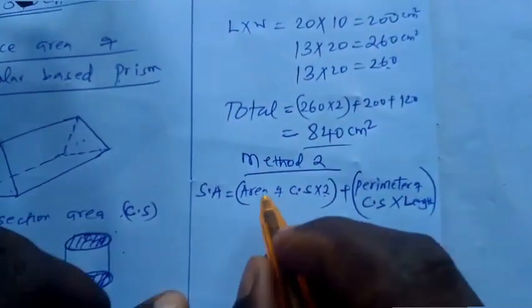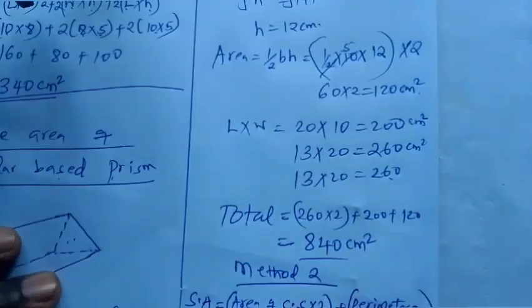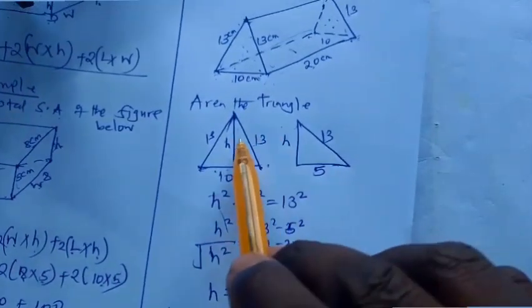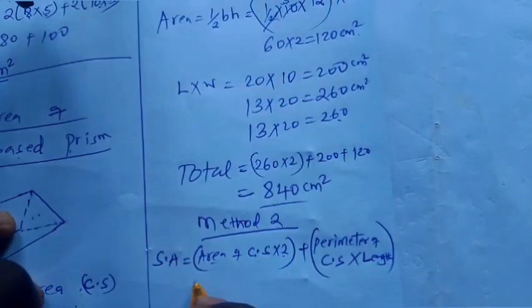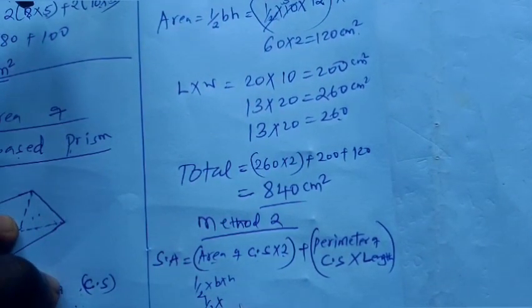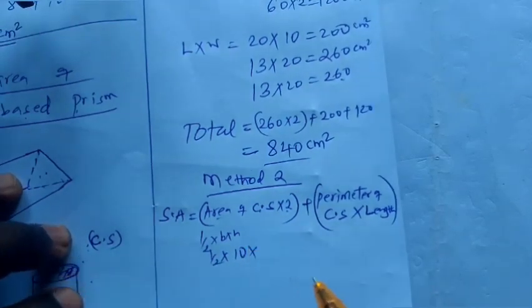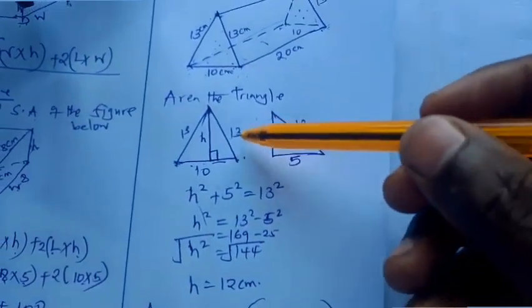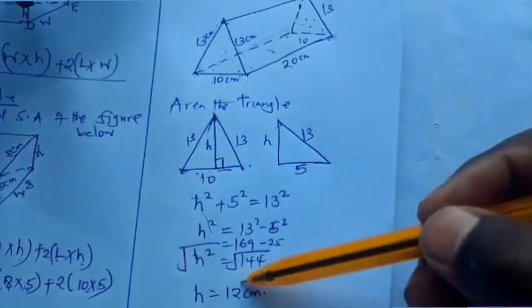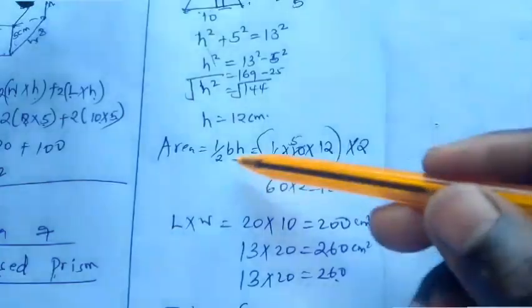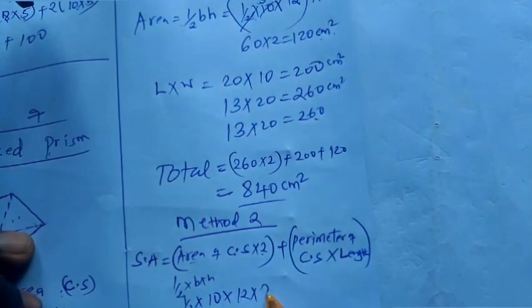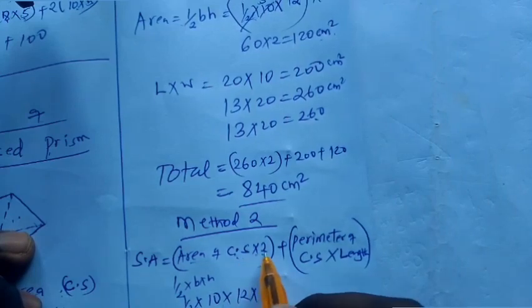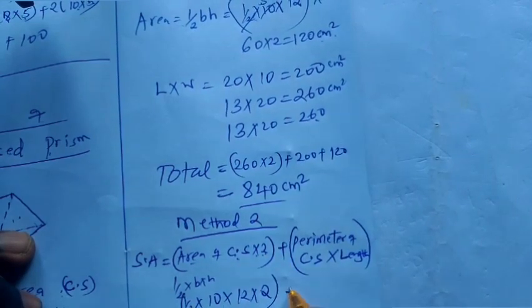So cross section area, we have calculated the area of the triangle. The area of the triangle you will do the same way we have done here. So the area of the triangle will be a half base times height, which is a half times 10, the way we have done. You must have calculated the height the way we have done here. Then get the area like this. So that is times 12, and then times 2, because cross section area times 2, right? Then plus perimeter of cross section.